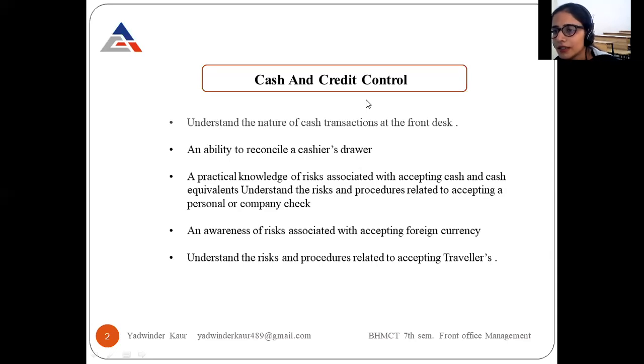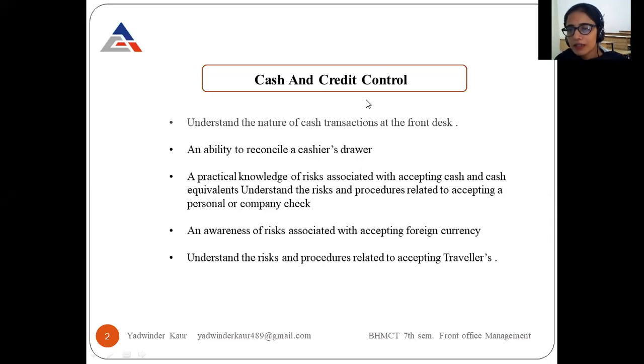Understand the nature of cash transactions at the front desk and the ability to reconcile a cashier's drawer. Gain practical knowledge of the risk associated with accepting cash and cash equivalents. Understand the risk and the procedures related to accepting a person or company check. Be aware of the risk associated with accepting foreign currency. Understand the risk and procedures related to accepting travelers checks.